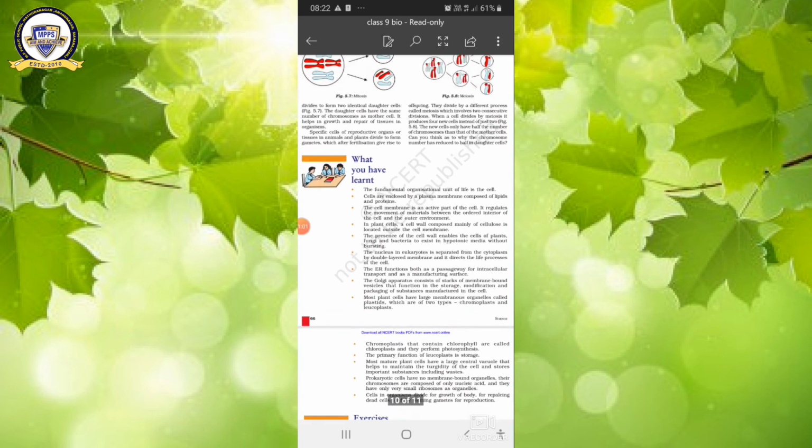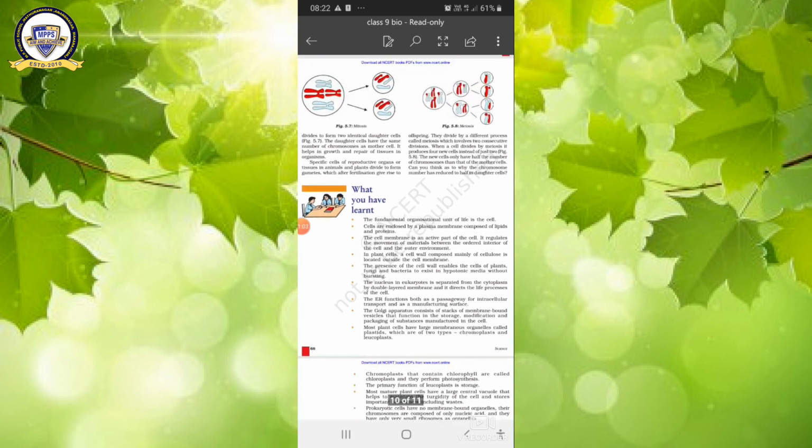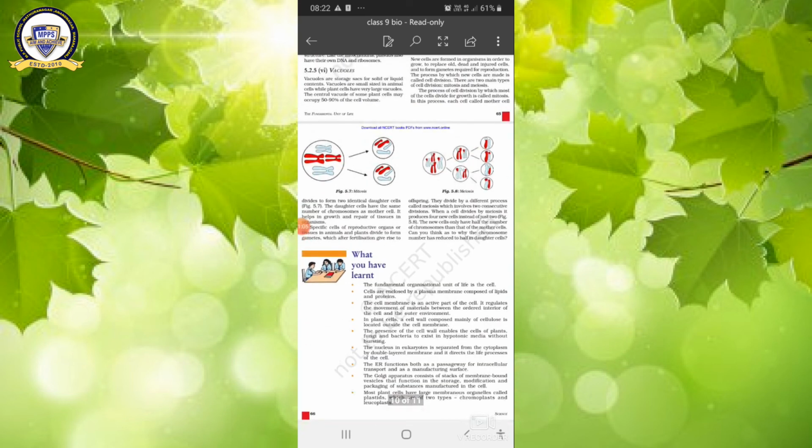In this way, this chapter is going to be finished, and we have put in one home assignment also, so you need to open that and do that and submit it.